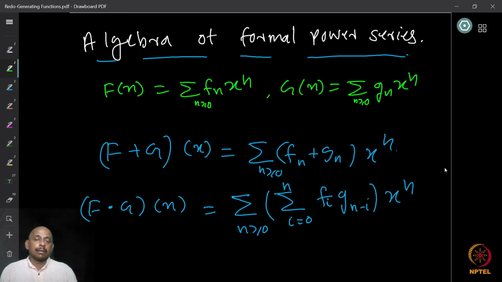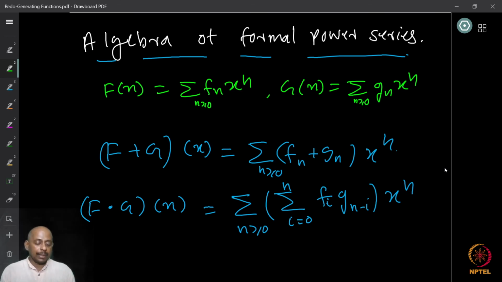Now we can define the whole algebra of formal power series, right? We can define addition, scalar multiplication, and product, all these things, and then one can show that it actually forms a ring. Okay, so we can call it the formal power series ring. Now we will not go into the details of this because that is not part of our course. But we will just state a few things, and say how addition and multiplication work.